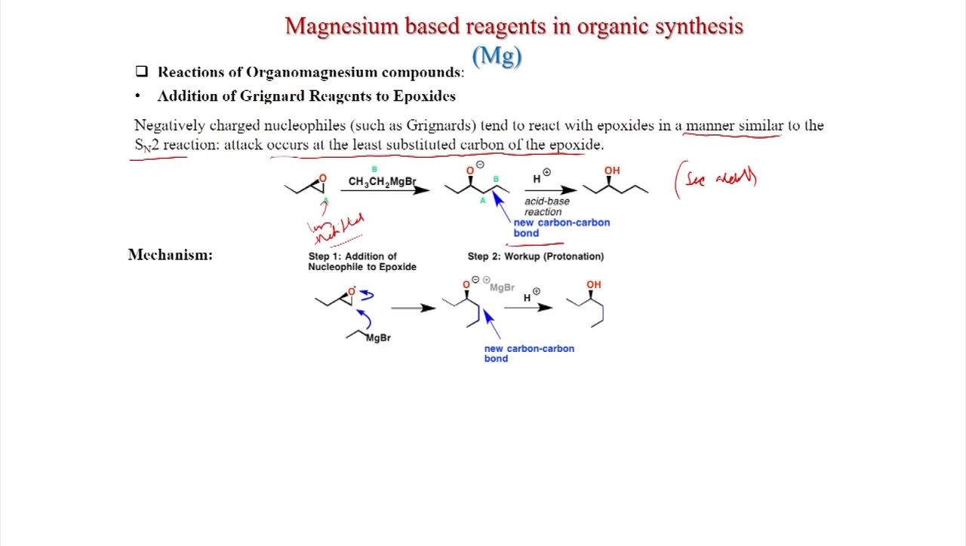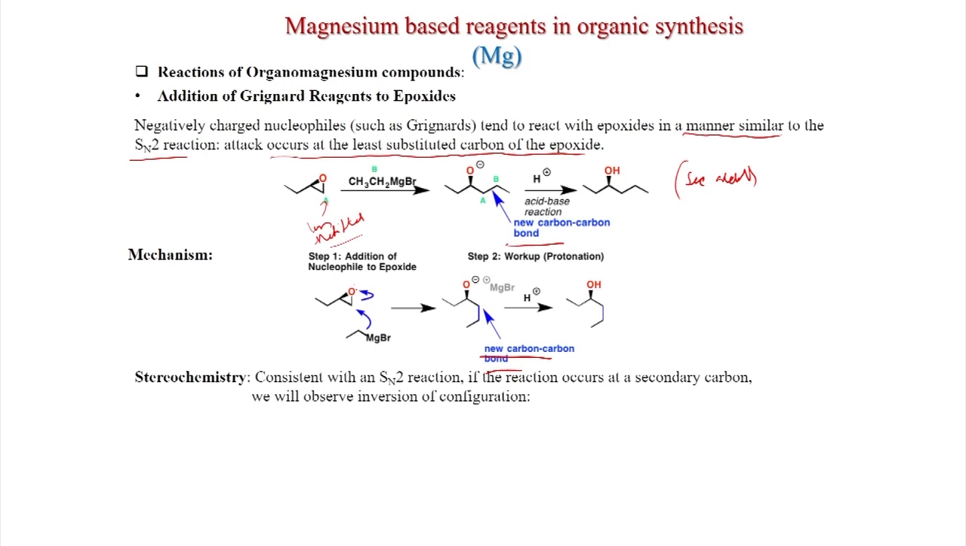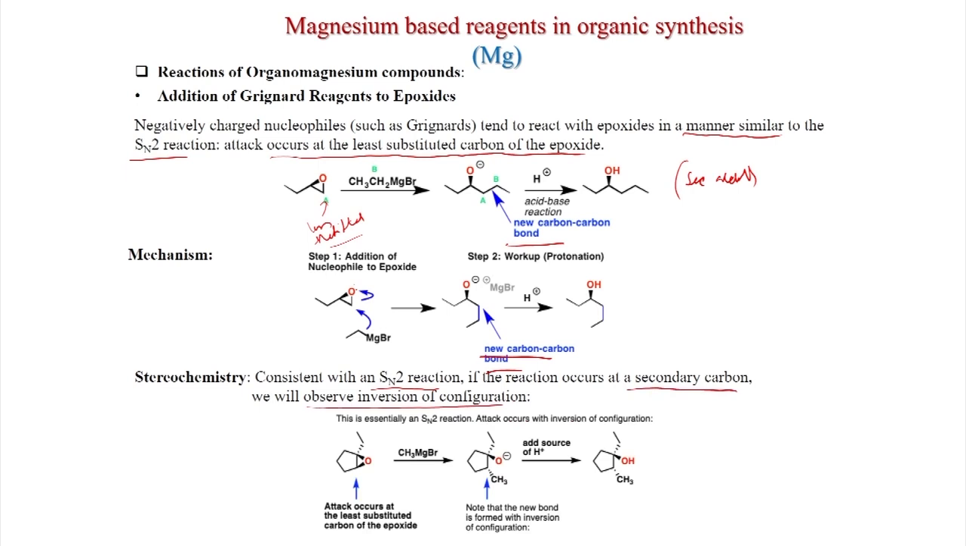Mechanism: the addition of nucleophile to epoxide. This oxygen can be activated with the magnesium, and then this ethyl group will be added to this center, the new carbon-carbon bond formation happens, and after acid workup you get the alcohol. Stereochemistry is consistent with an SN2 reaction. So, this reaction is an SN2, that you can prove also. If the reaction occurs at a secondary carbon, we will observe inversion of configuration. This is important because we know SN2 reaction gives inversion of stereochemistry. This is a property which is associated with the SN2 mechanism.